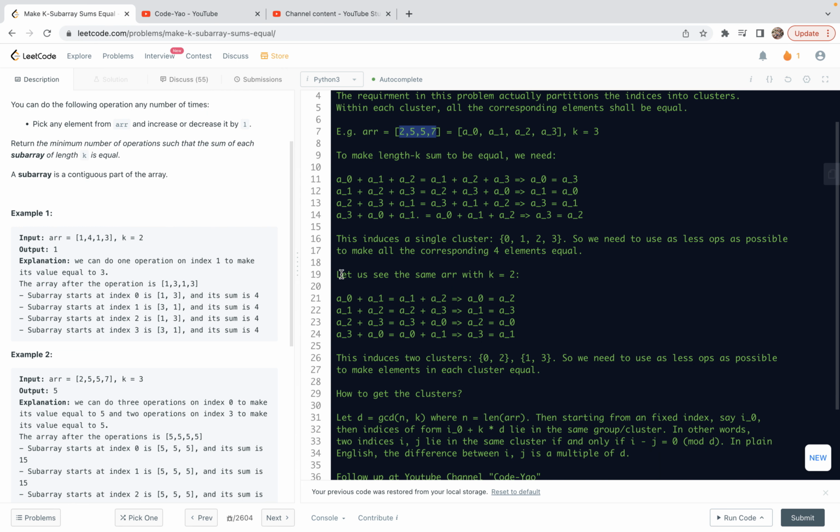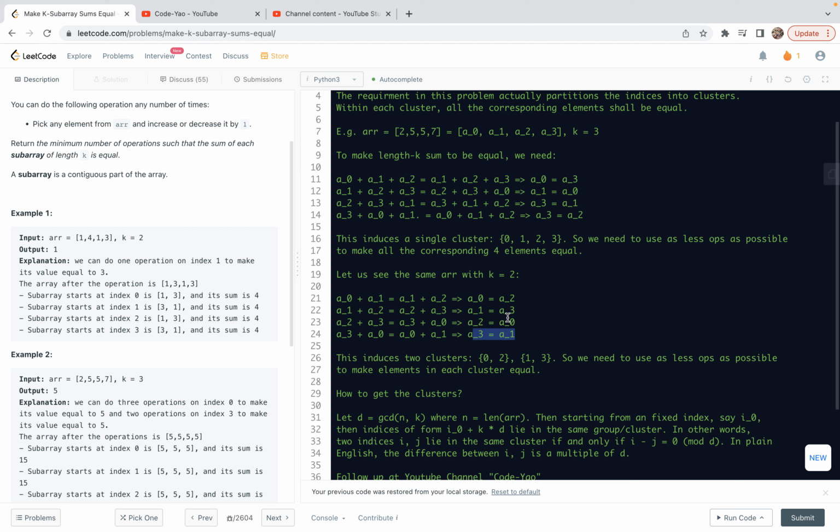So now let's continue to digest. Let's see the same array with k equals 2. Then the requirement is that a length 2 subarray sum must be equal. So if we check this, A0 plus A1 equals A1 plus A2. So this yields that A0 equals A2, right? If we continue to write these equality relations, we are going to get A1 equals A3. Then again, from this one we get A2 equals A0, and the last one we get A3 equals A1.